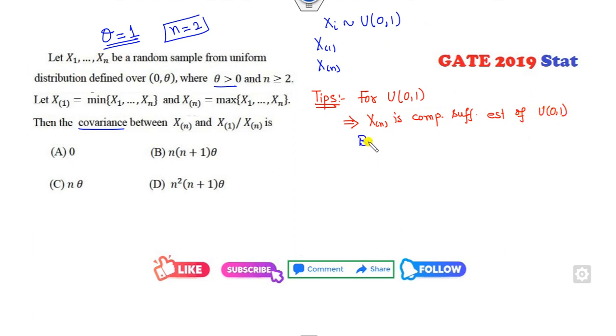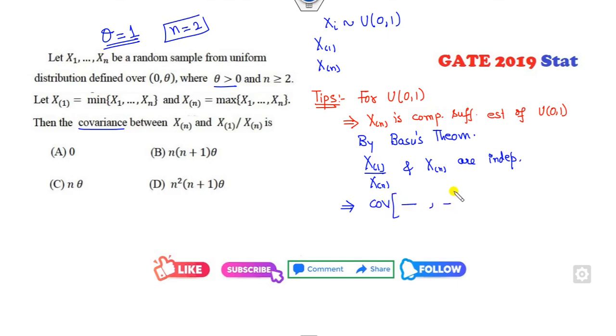Then by using the Basu theorem, do you know what the Basu theorem suggests? It suggests that the minimum over maximum and xn are always independent. So once they are independent, what is the meaning of that? The covariance between them is 0. And you can see they are asking about the same thing. The covariance is 0.